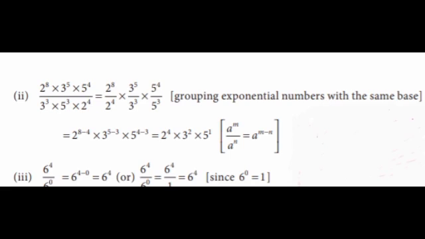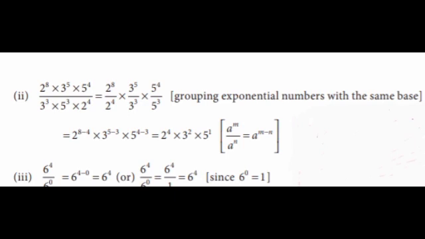Second question, 2 power 8 into 3 power 5 into 5 power 4 divided by 3 power 2 into 5 power 3 into 2 power 4. First of all, we can group the exponential numbers with the same base. Okay. So, 2 power 8 divided by 2 power 4 into 3 power 5 divided by 3 power 3 into 5 power 4 divided by 5 power 1. Okay. If we regroup like this, we can easily subtract the powers.